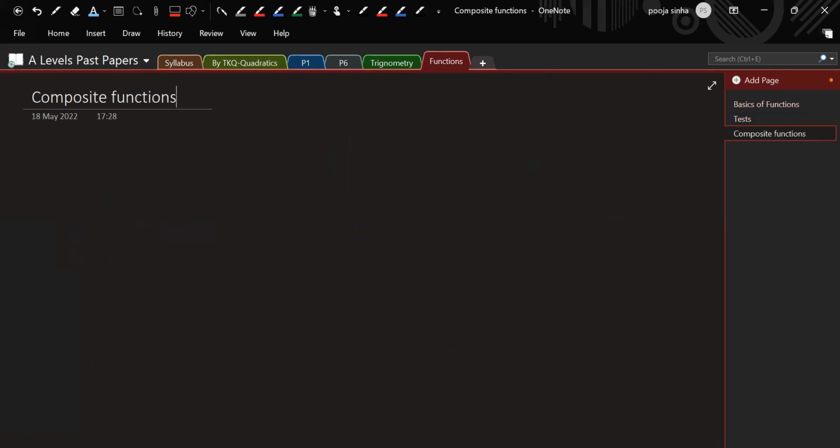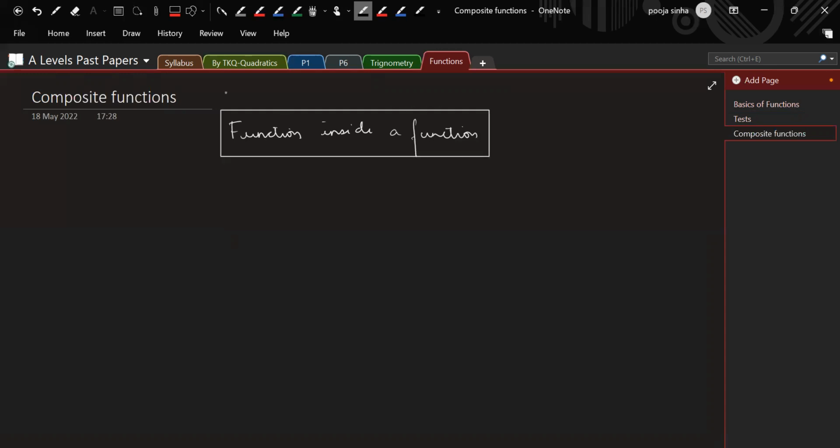You know what is a composite function? Yeah, I guess it's more like merging two functions together. A function inside a function. That's a composite function. Okay? All right. So, the way to do it.